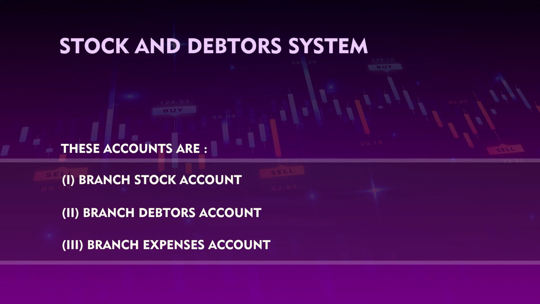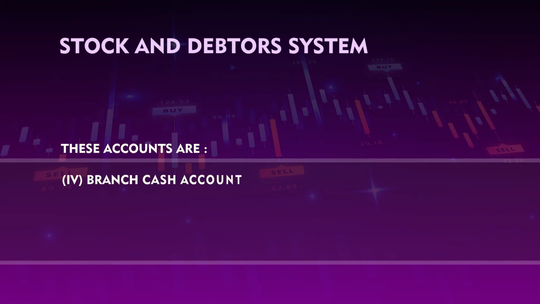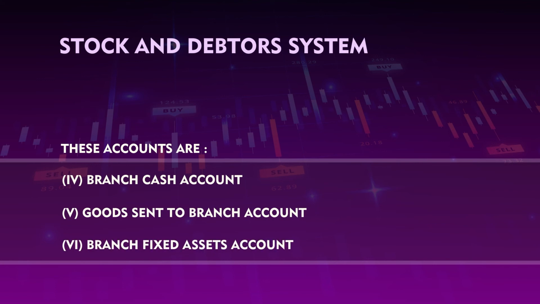First one is branch stock account. Second one is branch debtors account. Third one is branch expenses account. Fourth one is branch cash account. Fifth one is goods sent to branch account. And sixth one is branch fixed asset accounts.